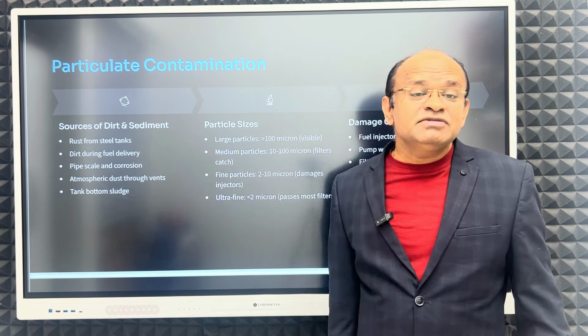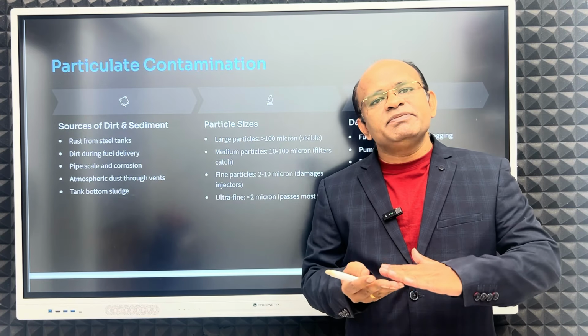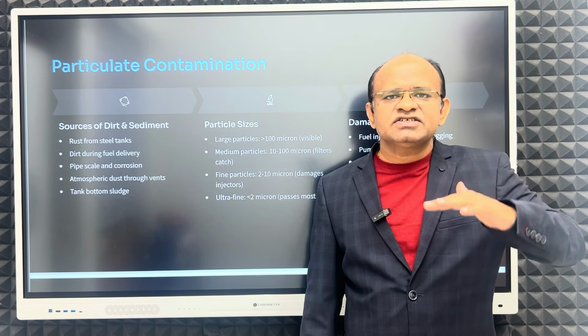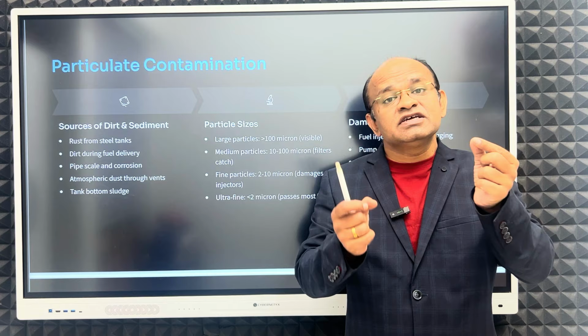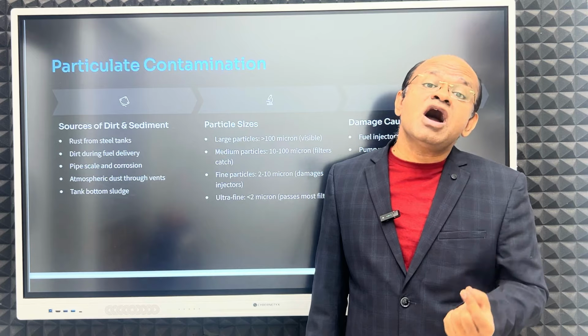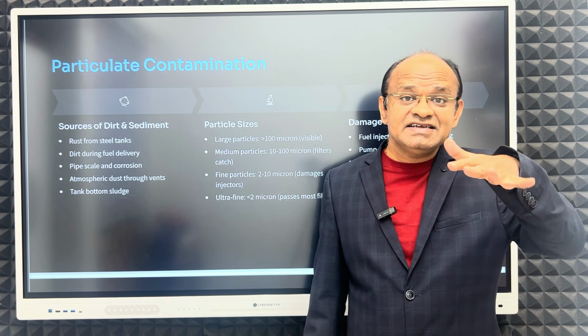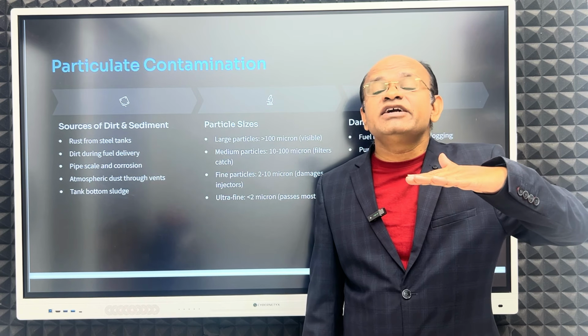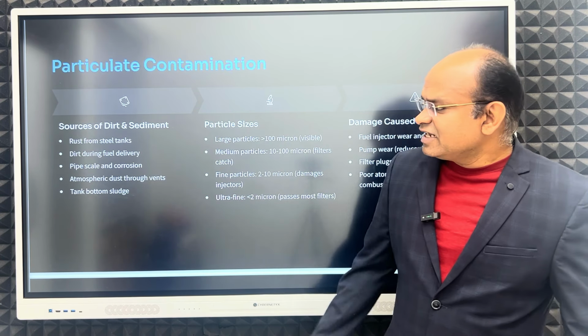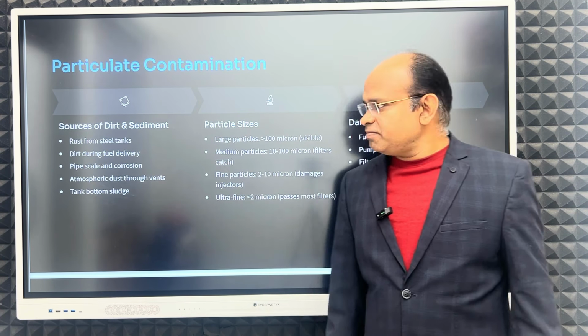Then tank bottom sludge, at the bottom sludge will be there. In any liquid, sedimentation, sludge formation will be there, because what happens, the heavy particles will go down when it is standing still for a longer time, any fuel. So it will go down and settle, so sludge at the bottom.